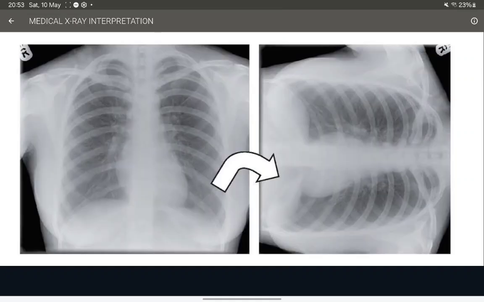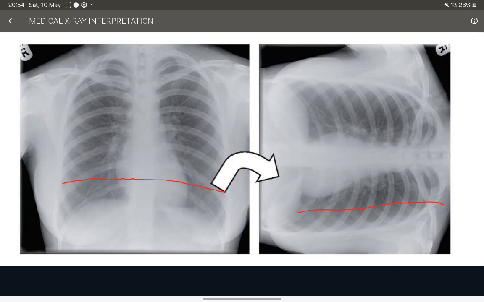There is another view called the lateral decubitus film. If we have a patient who has fluid within the thoracic cavity, as you know, the fluid is always situated in the dependent area. You can do the lateral decubitus to see if the fluid can move to the dependent side or not. This is a lateral decubitus film.